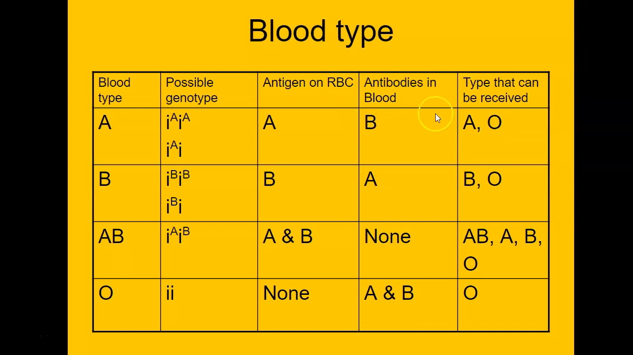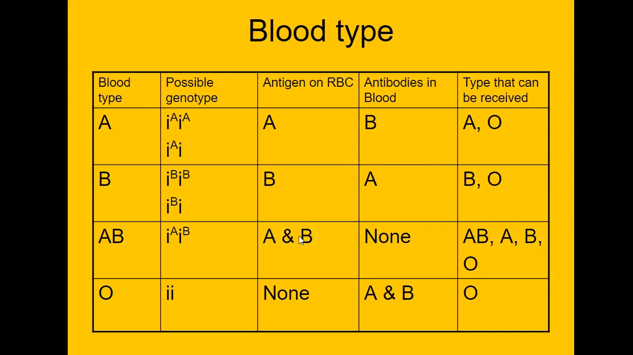That's why O is called the universal donor, because it doesn't have any antigens. So the B antibody won't be able to pick it up. B-type blood has the B antigen and the A antibody. So that could take B-type blood because it has the antigen, or O. So if you gave this person A-type blood, the A antibodies would fight it off.